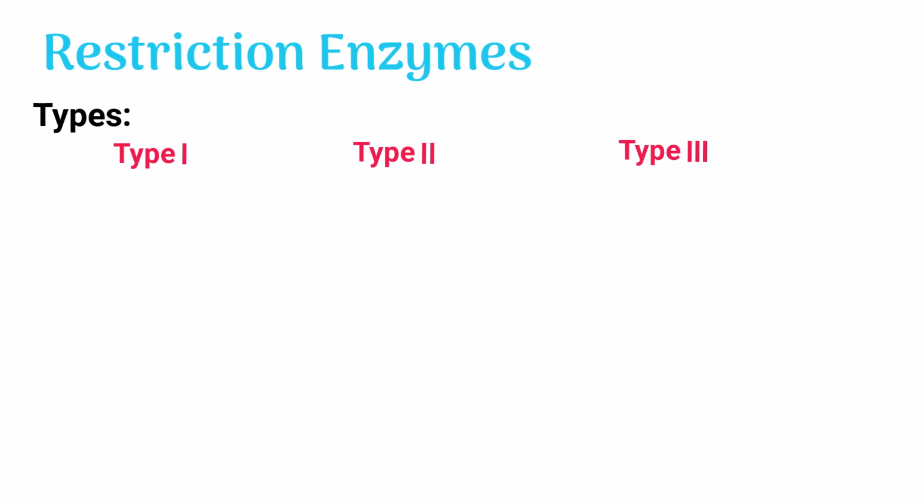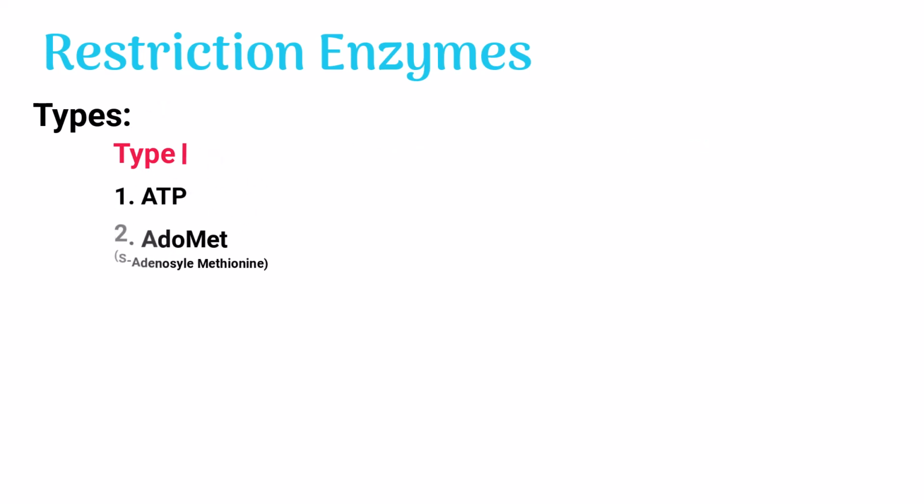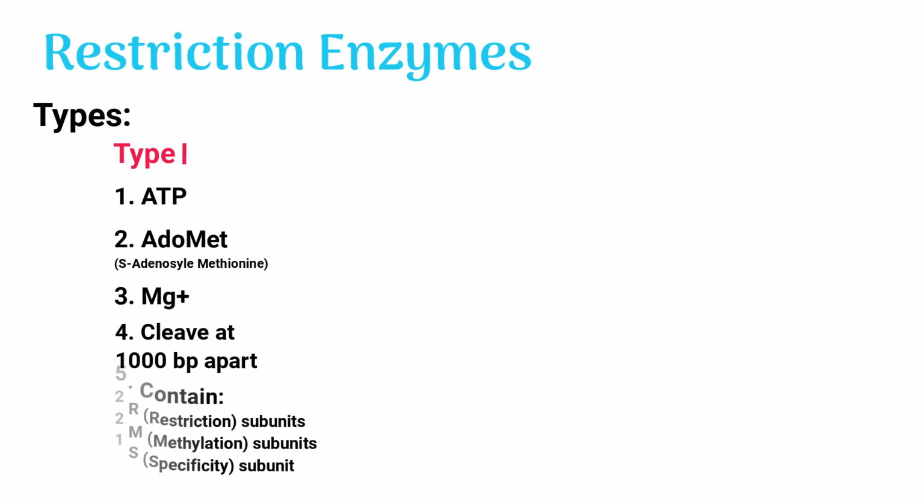Restriction enzymes are generally classified into three groups: type 1, type 2, and type 3 restriction enzymes. Type 1 restriction enzymes need ATP, S-adenosyl methionine, and Mg plus ions for their full activity. They cleave at 1000 base pairs apart from the recognition site. They contain 2 restriction subunits, 2 methylation subunits, and 1 specificity subunit.